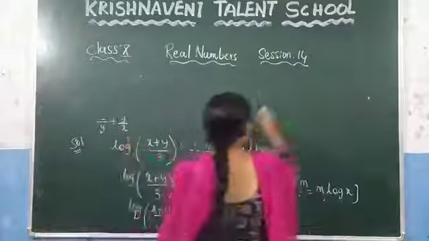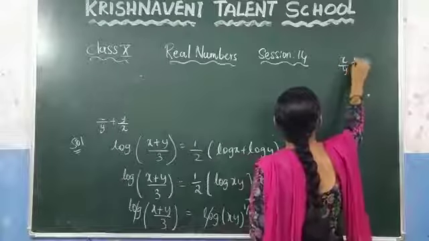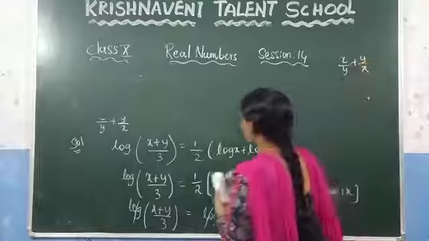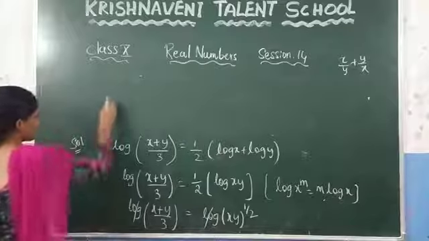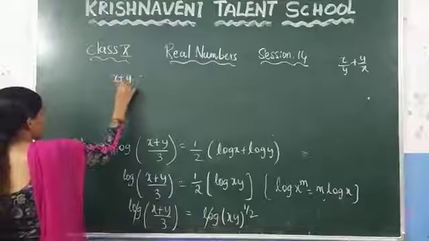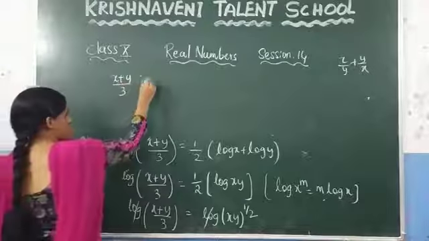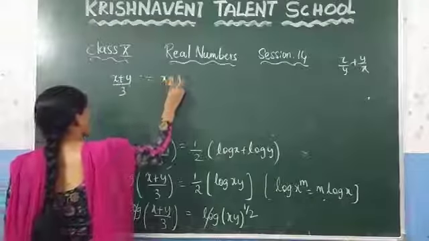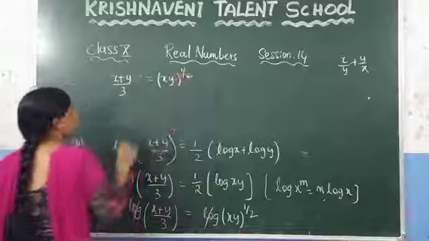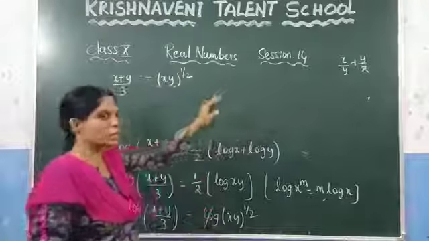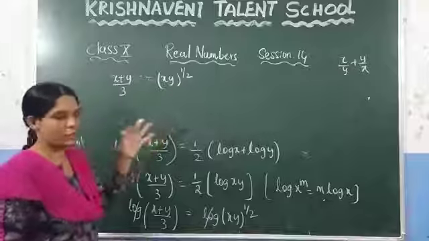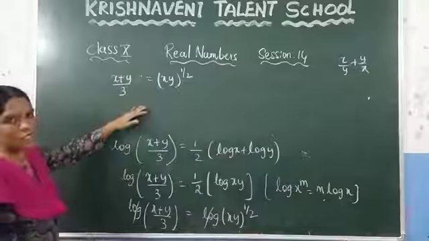What we need to find is x/y plus y/x. We need to find this value based on this condition. What we got after cancellation is (x plus y)/3 is equal to (xy) whole power 1 by 2. Here also you need to find the value of x/y plus y/x. You can observe that powers are there here, so you need to cancel the power.